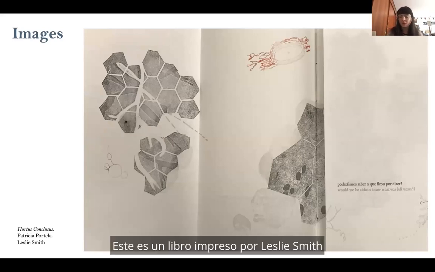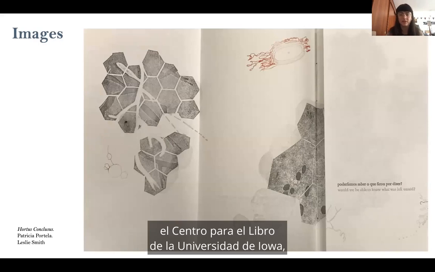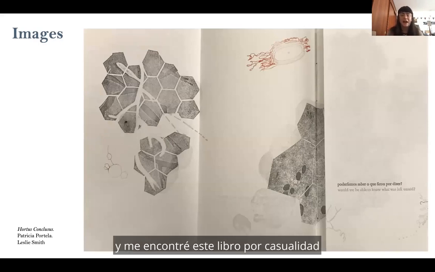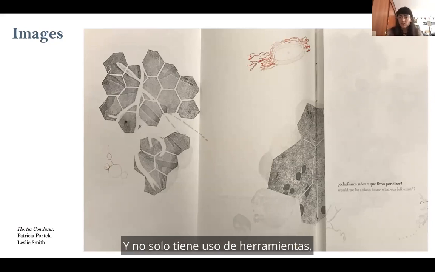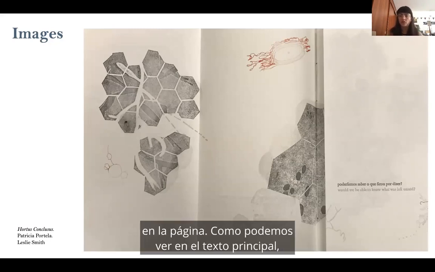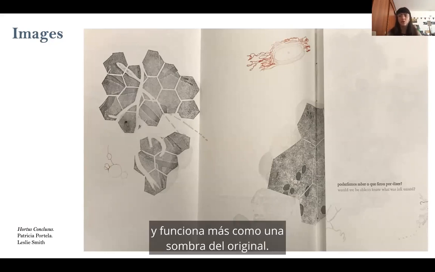This is a book printed by Leslie Smith and Patricia Portela. Leslie was a student at the University of Iowa Center for the Book. I just happened to find this book working on something else, and I thought it was beautiful. There was not just a use of two languages, but also the use of images to complement and to arrange the text on the page. As we can see here, the main text, which was written originally in Portuguese, is in black, and then the English translation is in gray, which works more like a shadow of the original.